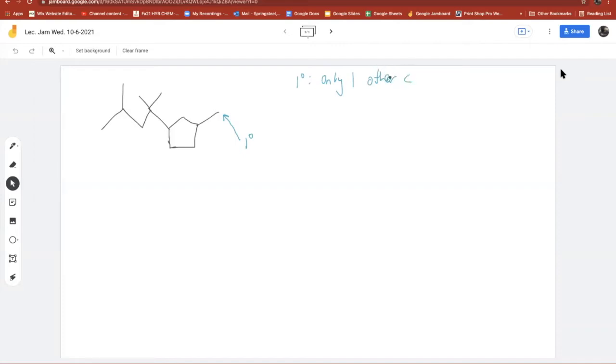One other carbon directly attached. Okay, and then what about this one right here? This guy, what is that? It's a carbon, and how many other carbons are attached to it? 2, so you're secondary. Only 2 other carbons directly attached to you. All right, that's secondary. What about this one here?